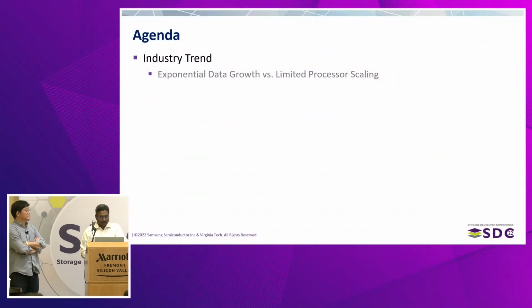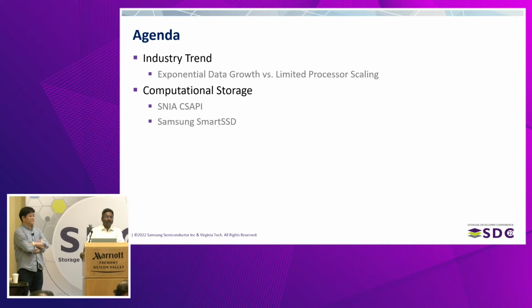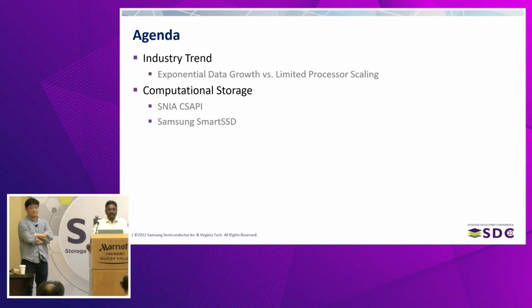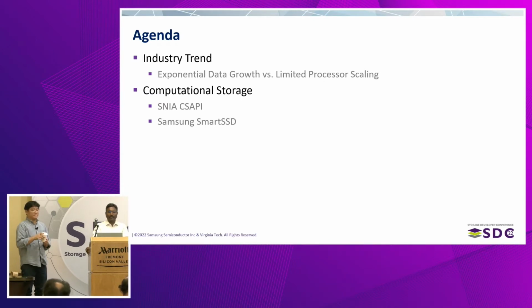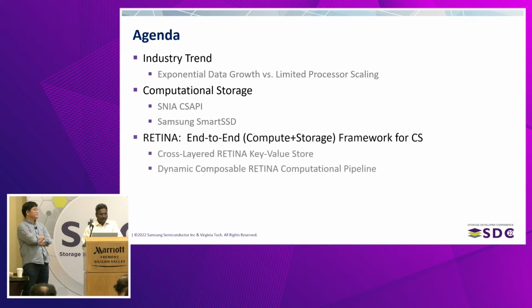So what we'll be covering on the agenda is industry trends, and then we'll go into a very brief overview of computational storage, which will cover a 10,000-foot-level SNIA CS API, which most of the working group covered yesterday, along with Oscar covering in depth the SNIA CS APIs as applied to Samsung SmartSSD. And then I'll hand over the presentation to the Professor, covering the end-to-end framework for computational storage, which will go in depth into the cross-layered RETINA key value store, along with the dynamic composable RETINA computational pipeline. We'll do a summary at the end and request a call to action.